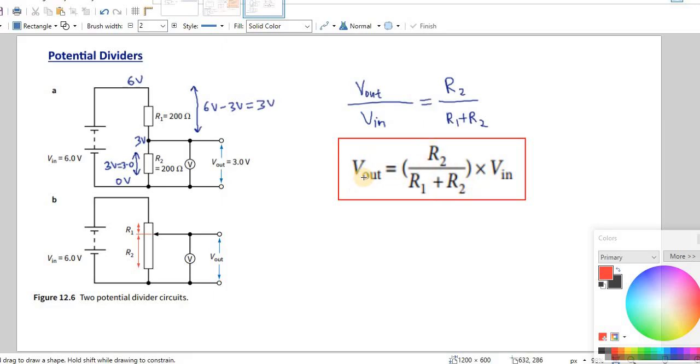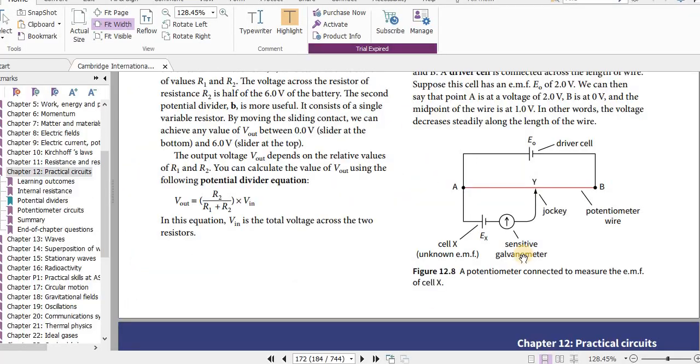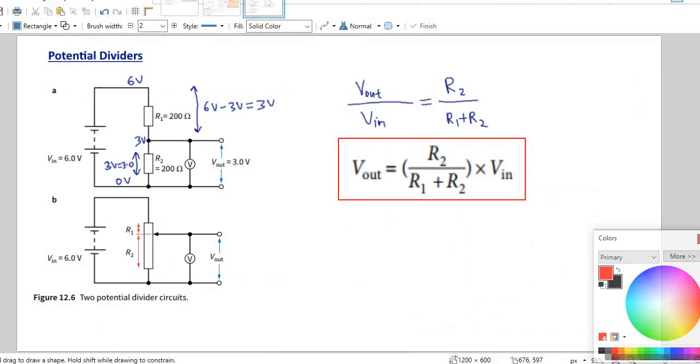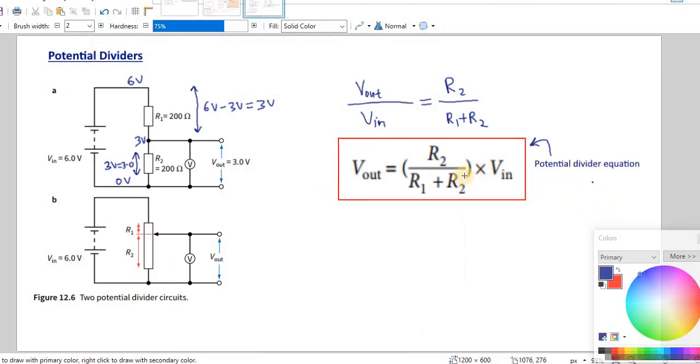Yeah, that is the only difference. So V out is equal to R2 divided by R1 plus R2 plus R3 times V in. Again, it's a part to whole fraction. We are having the ratio of the voltages equal to the ratio of the resistances. So this is what we have under the potential divider circuit. This is called the potential divider equation.